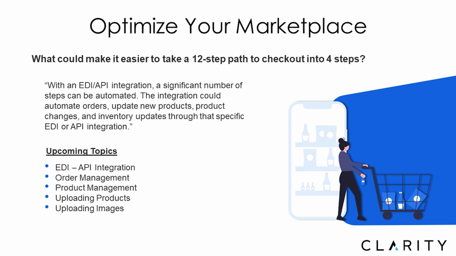It could be that we're popping orders over to them via EDI. They're updating new products, product changes, inventory updates through EDI or API integration, or maybe any part of that. Maybe they're manually doing the products, but we're optimizing and automating orders. Some of our platforms, they use our platform for the order management. Others, they want to use their own for fulfillment, especially when they're doing drop shipping and there are multiple locations. So let's go ahead, Chris, and dive in and talk about EDI and API integration for the sellers.